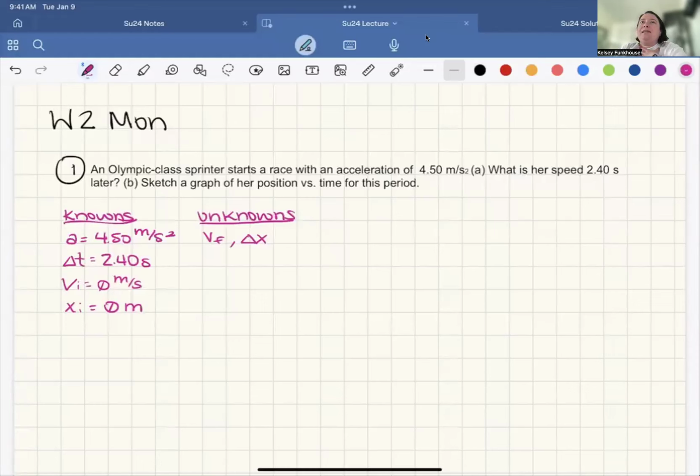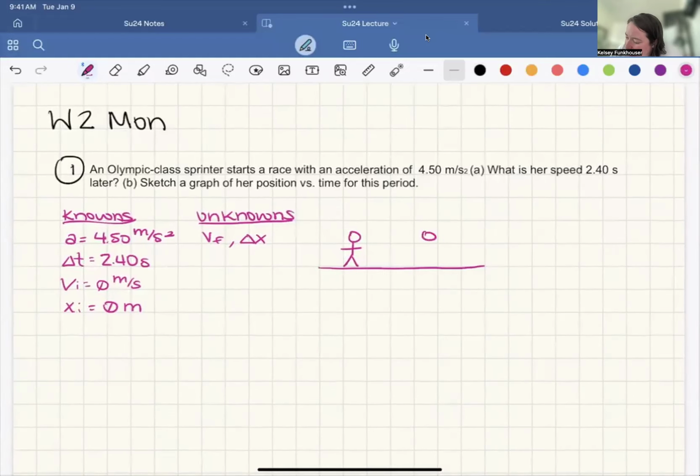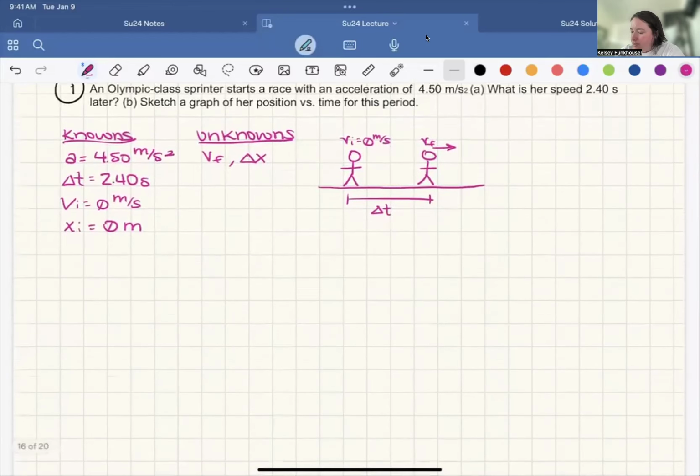So next thing we can do is draw the picture. I'm not going to try and draw it looking like she's running. I tried that for the solutions to the assignment, and it just did not look like that at all. So we're just gonna use our imagination. So initially 0 meters per second. And then sometime later at this time interval of 2.40 seconds, we are at velocity final. So she's moving with some sort of velocity. Okay, so drew the situation.